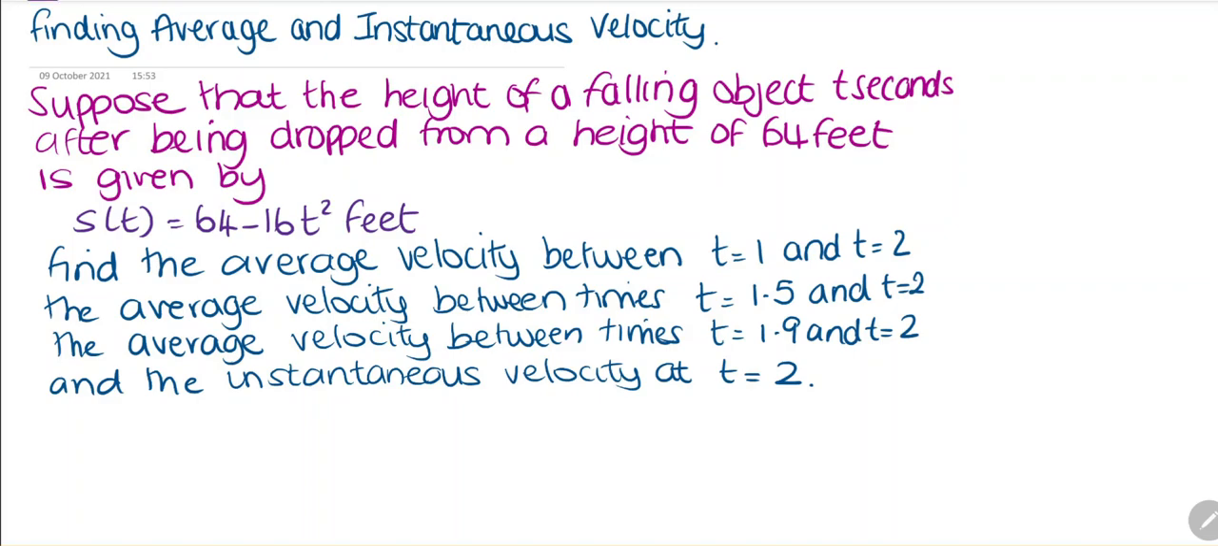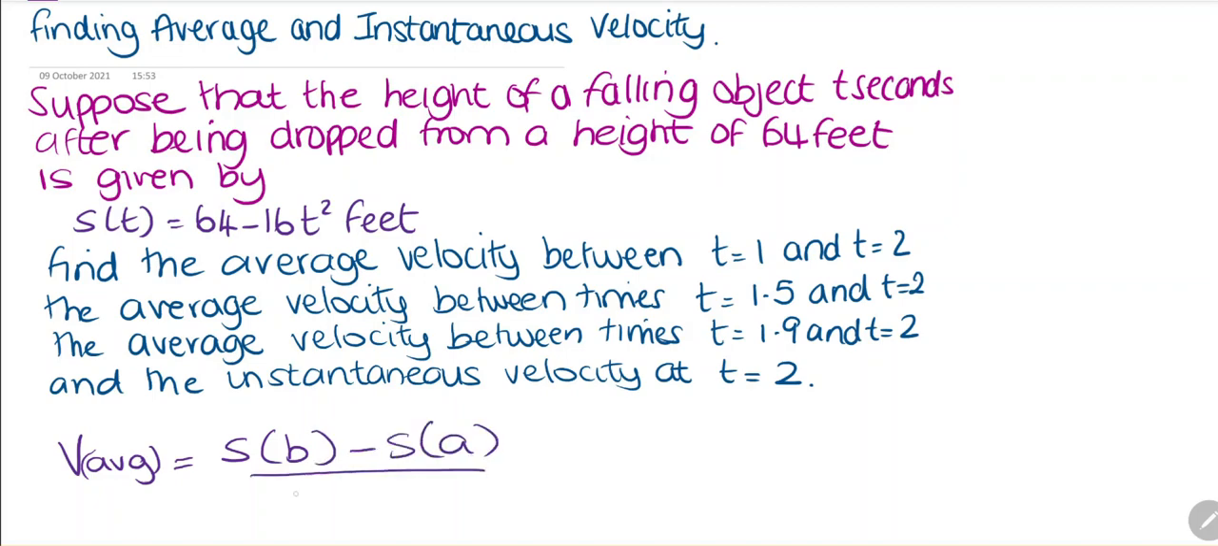First of all, we're going to write down our average velocity, and this is going to be our function s of b minus s of a, divided by b minus a. So our first interval is between 1 and 2. So we're going to substitute our values, where a is 1 and b is 2. So this is going to be 2 minus 1 and 2 minus 1.